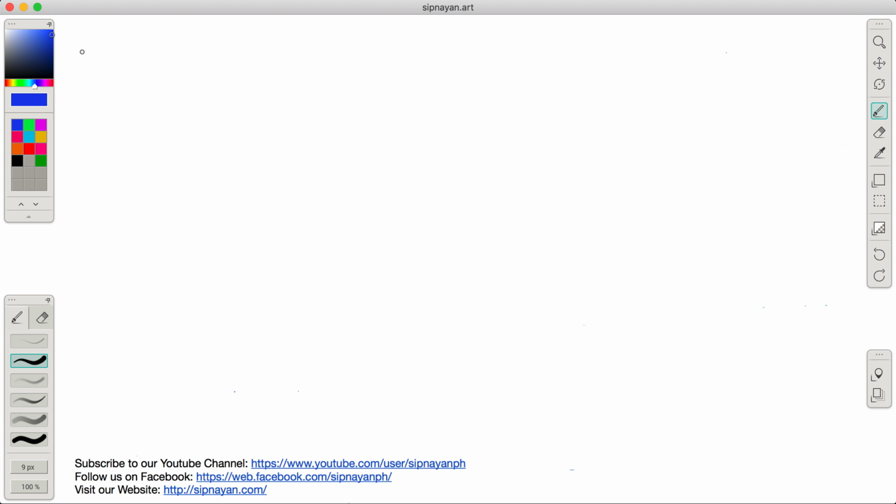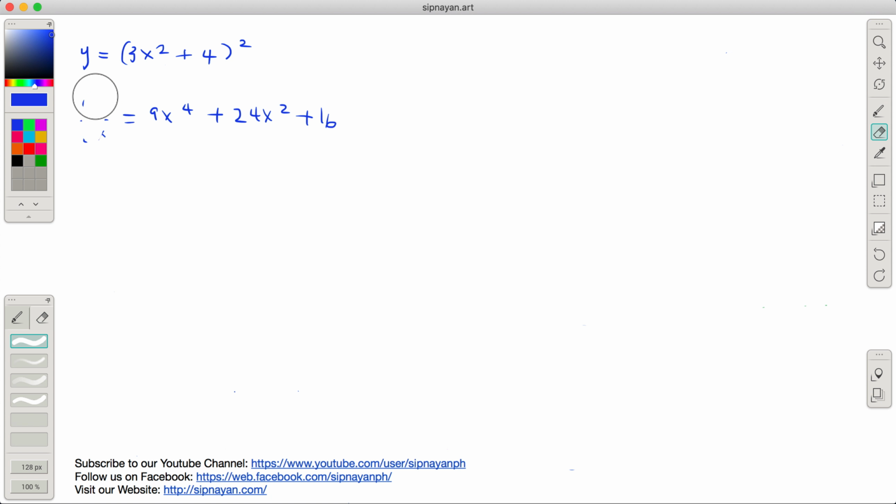So suppose we have a function y equals (3x squared plus 4) quantity squared. Paano nga ulit kinukuha yung derivative nito? Alala nyo pa? So dy dx, get the derivative. Pag ganito, maganda i-expand natin siya. So, this is 9x to the 4th plus 24x squared, plus 16. This is not yet dy dx. This is still y. In-expand lang natin.